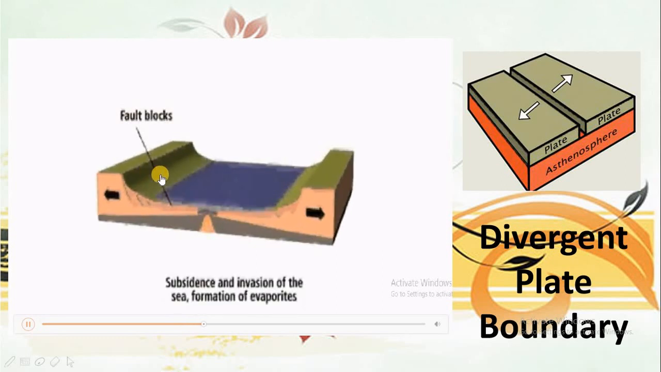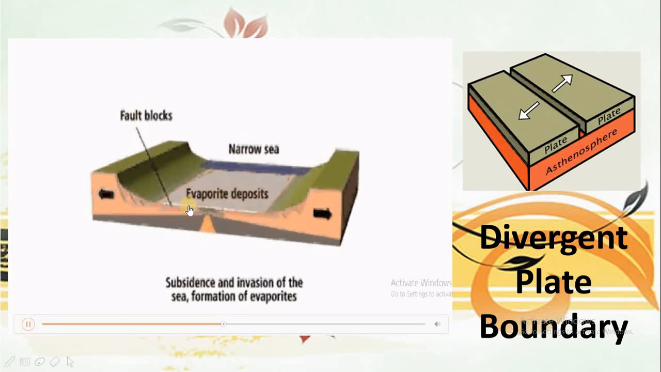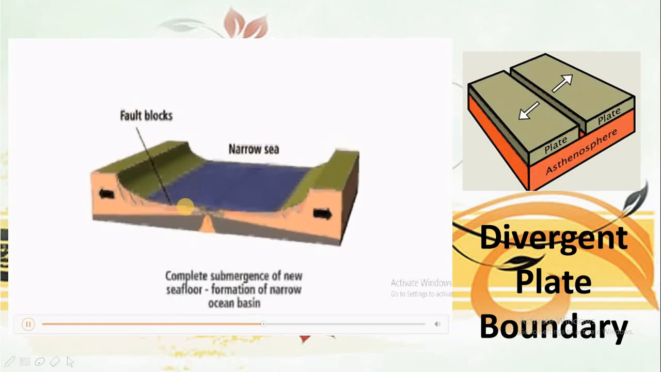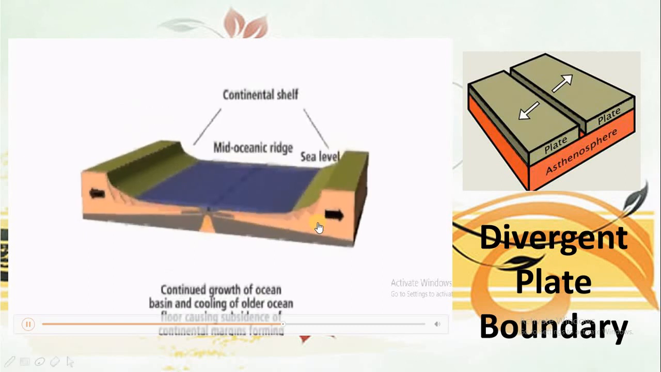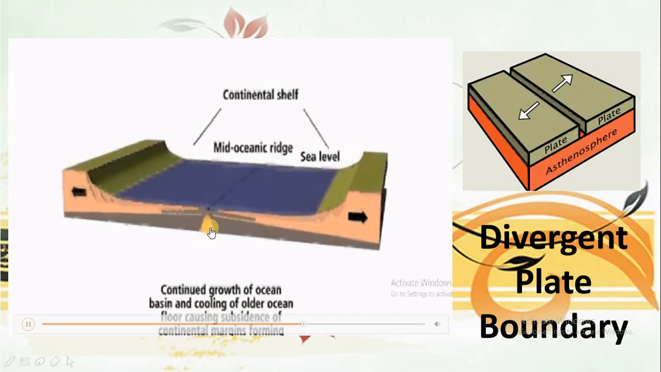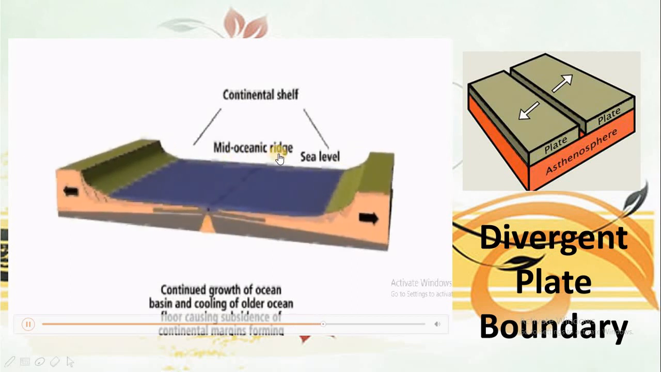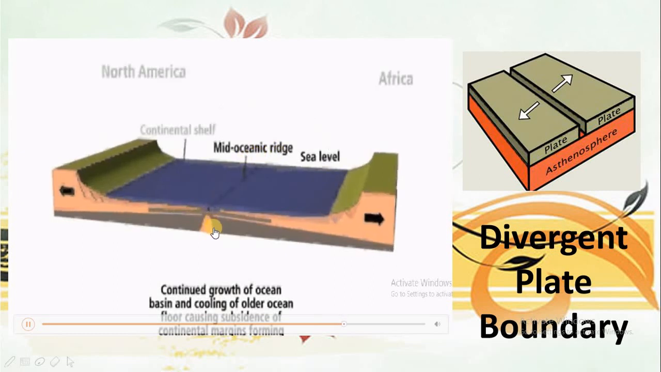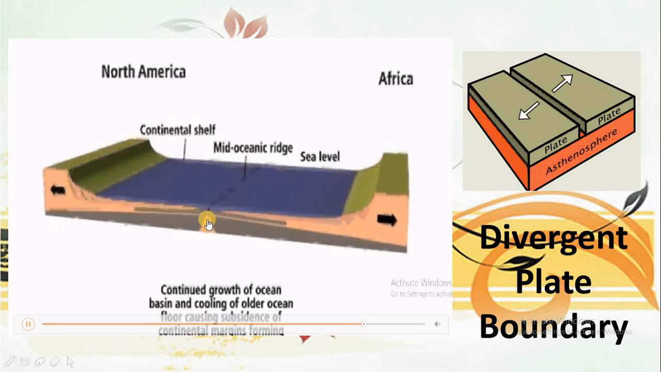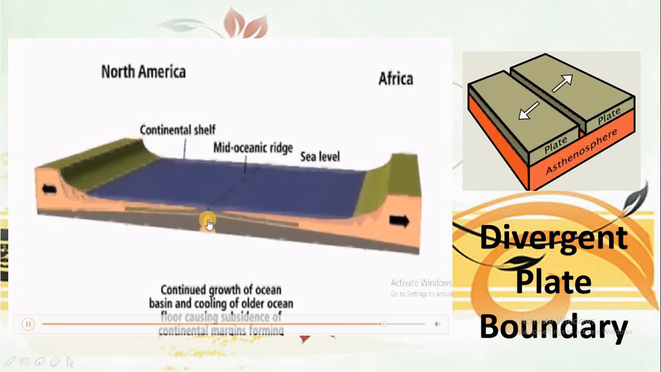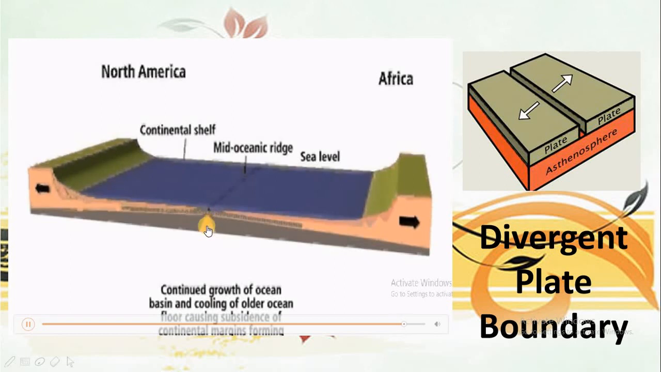This fault block has been developed, and the sea has come in between, and the extension or spread of this bed keeps on increasing. This way you can understand one mid-oceanic ridge, which you can see in the Atlantic Ocean also. This ridge is formed. This is a mountainous feature coming out from underground. This mantle part can be seen as the Mid-Atlantic Ridge. So these are features formed due to a divergent plate boundary.